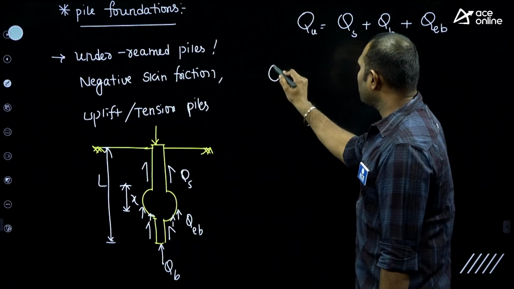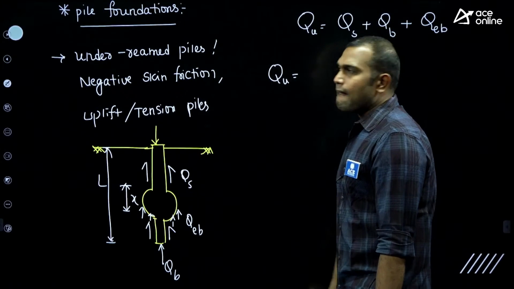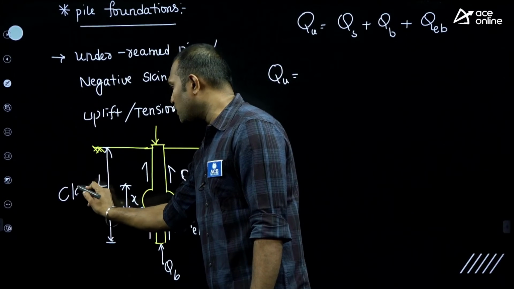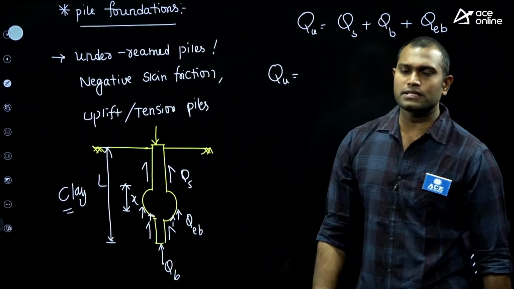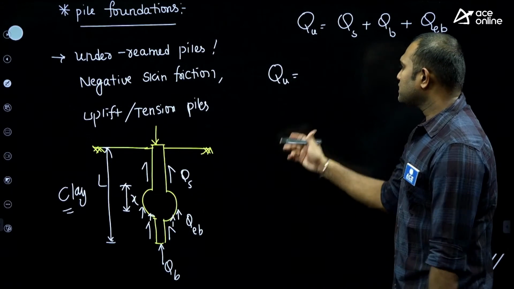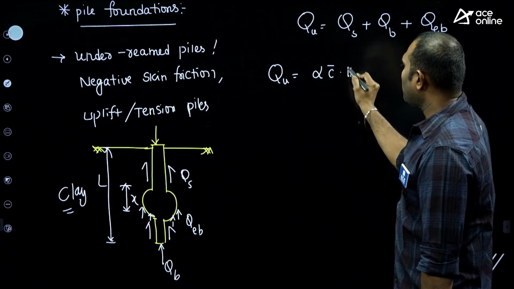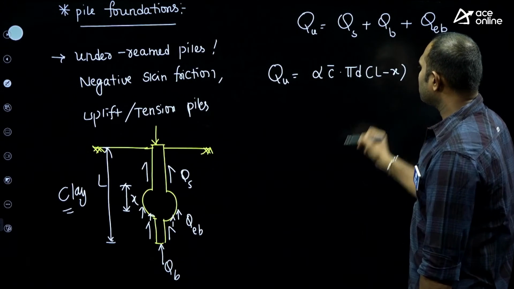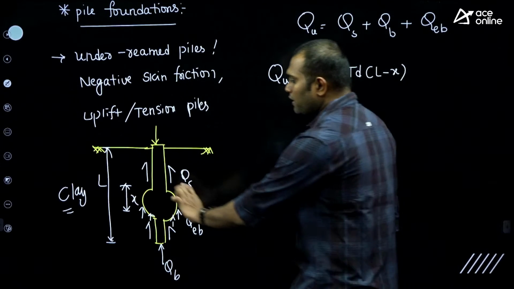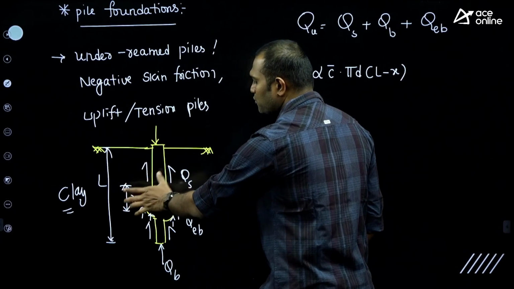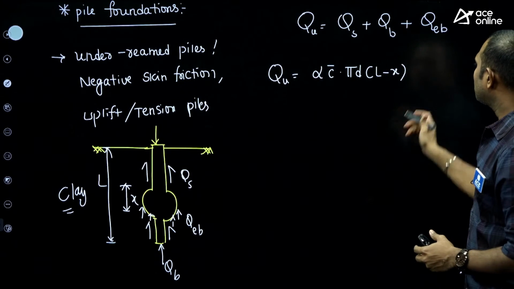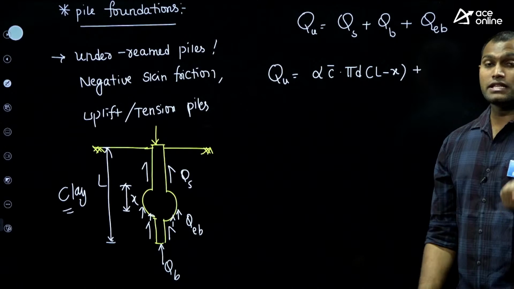Basically, under-reamed piles are provided in expansive soils, which means the soil is definitely a clay soil. We don't go for under-reamed piles in sands; we go for them in clays only. In clays, the skin friction is alpha into C bar into pi d into (L minus X), because skin friction develops along the length. Where there is a bulb, in that X portion you don't consider it, and in the remaining portion, L minus X, you consider it. So alpha into C bar into pi d into (L minus X), plus QB, which is the bearing capacity.